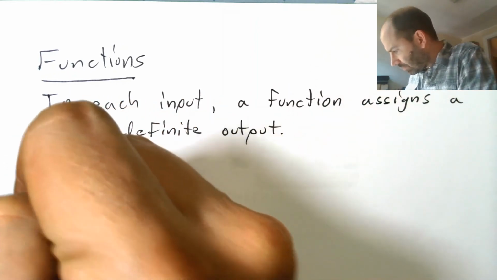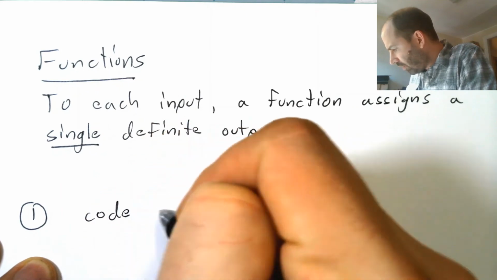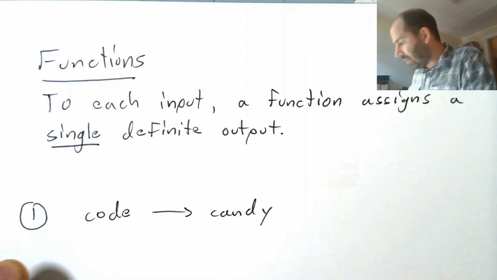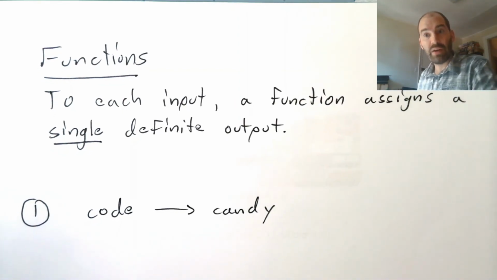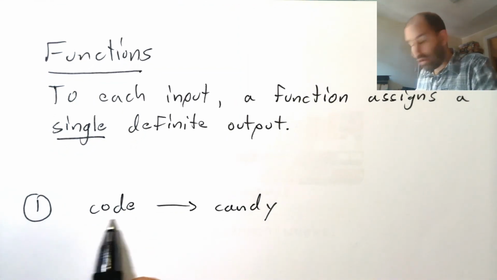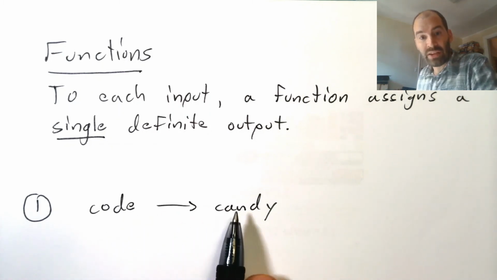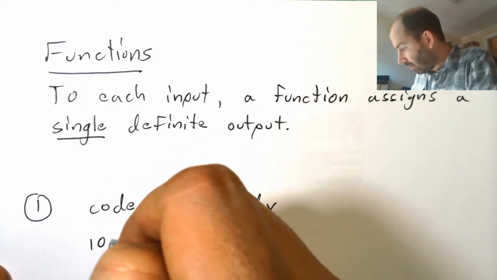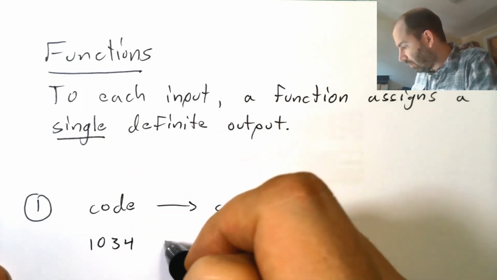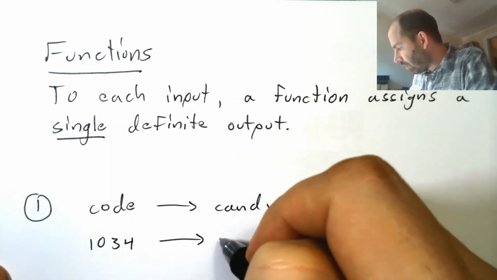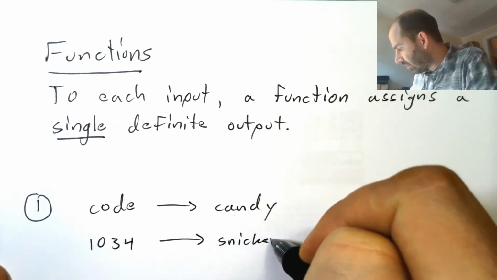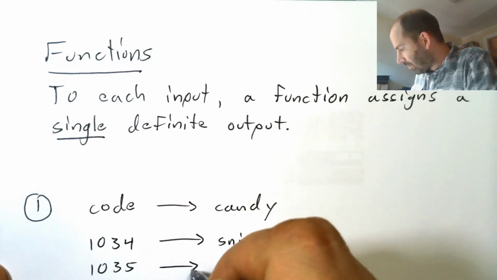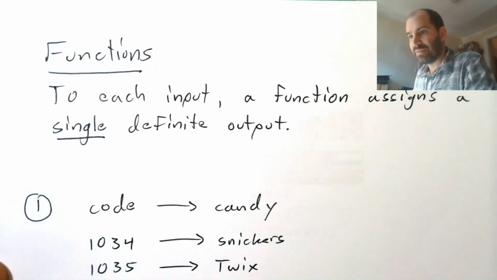Okay, so this would be an example of a function. So our first example, the code that you type into the machine and the candy that you get out. That's a function because to every input, there is a single definite output, right? The code corresponds to a single candy bar. So if I type in the code 1034, that might be associated with Snickers, right? And if I type the code 1035, that might be associated with Twix.